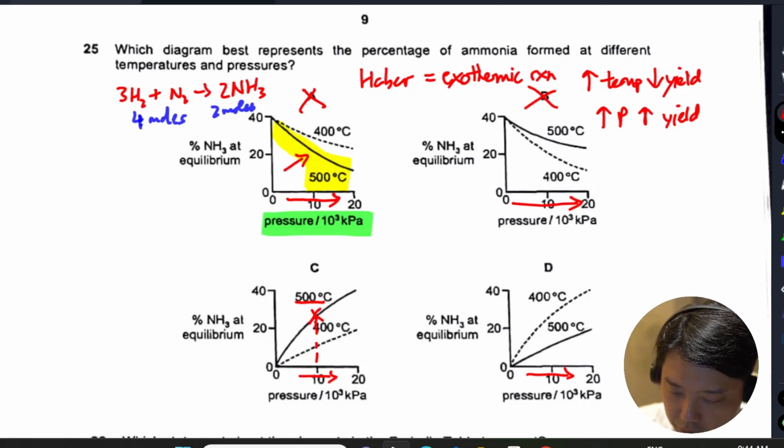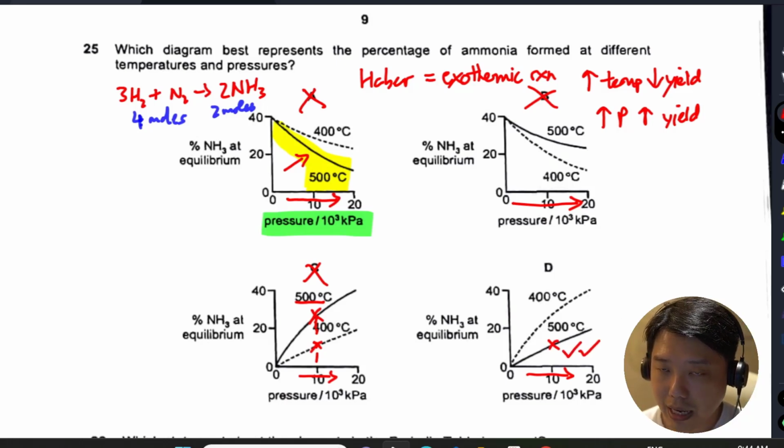This is wrong because at 500 degrees at the same pressure, you have a higher yield at higher temperature, which is wrong. So D should be the correct answer. All right. So that's how you work out this kind of curve involving the Haber process.